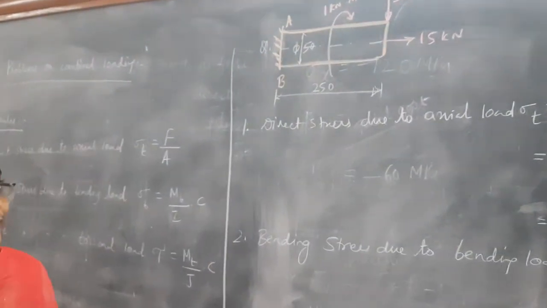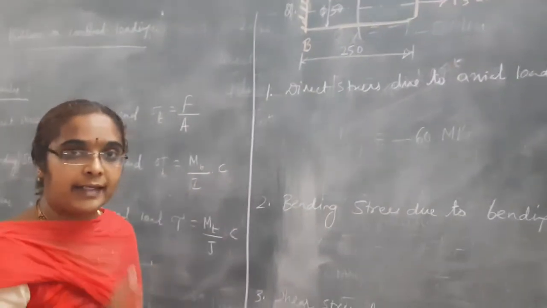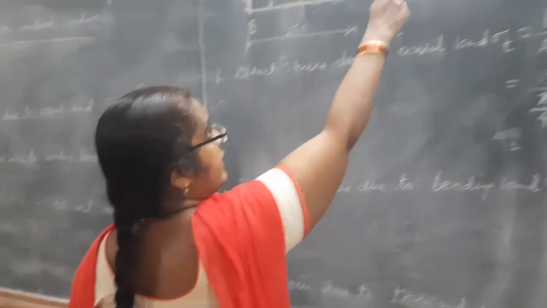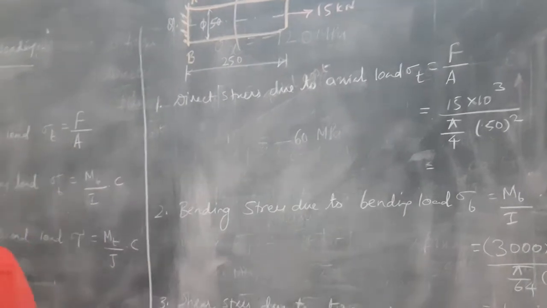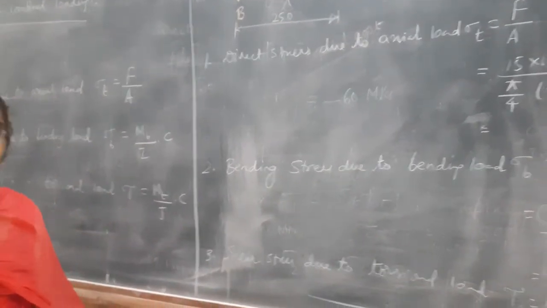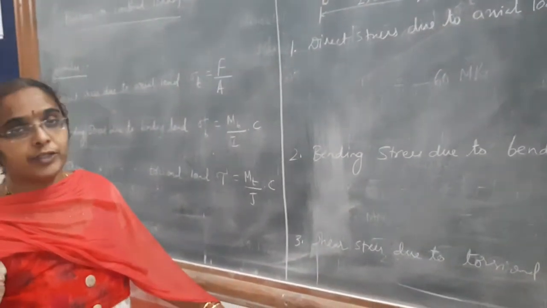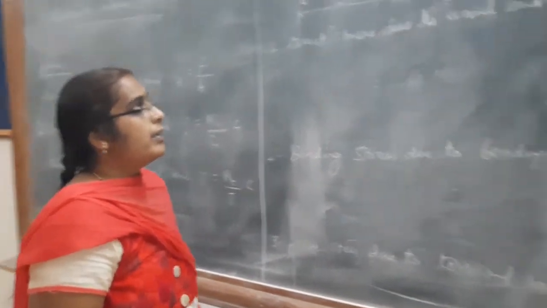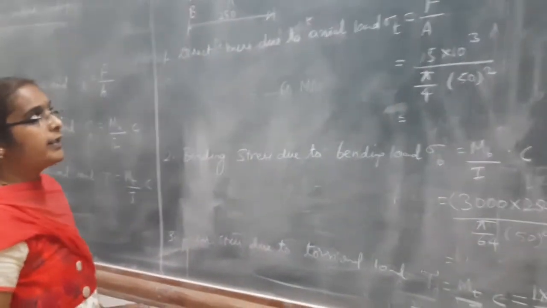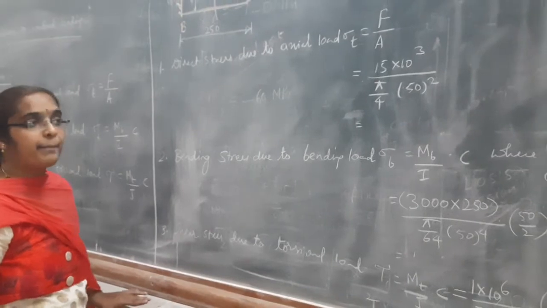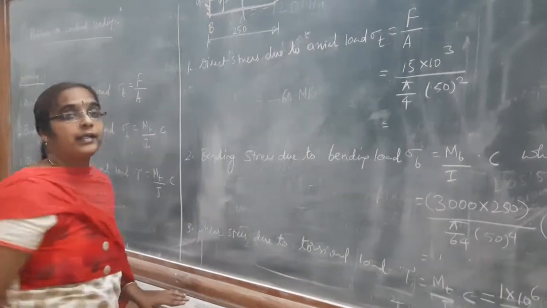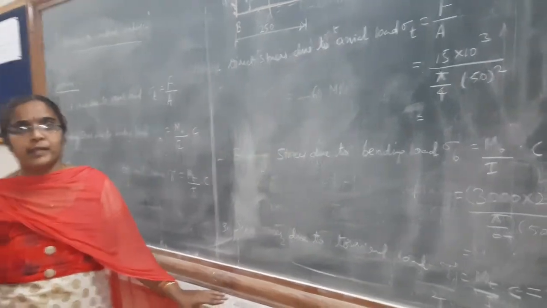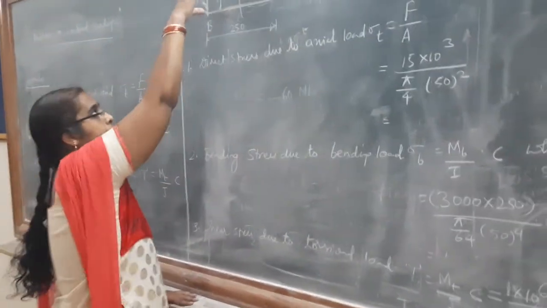So here there are three loads acting. One is the axial load, this is the bending load, and here is the torsional load. So we can call this a combined loading case, a combination of three loads. The question is to find the maximum and minimum stress at the points A and B.